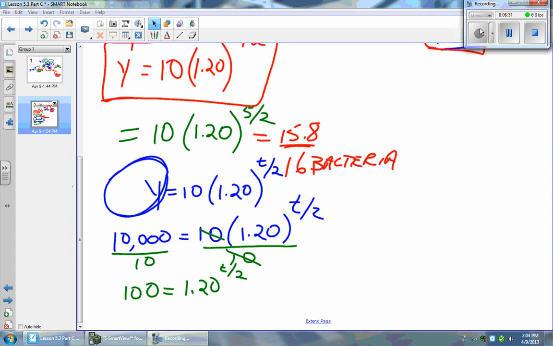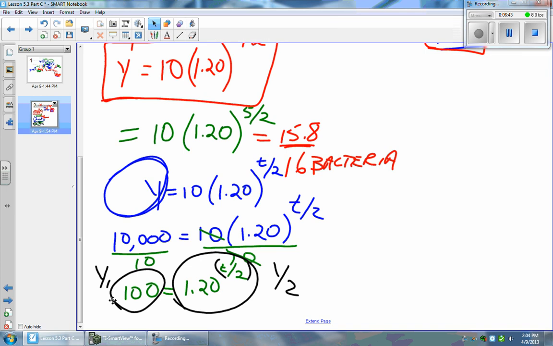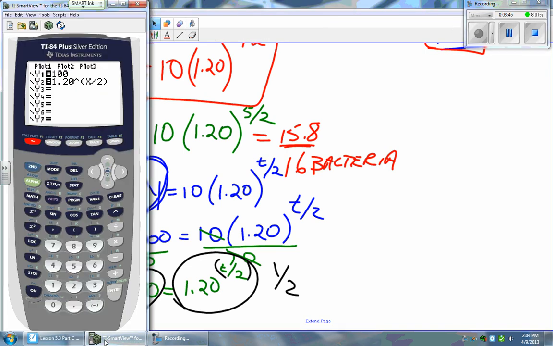So the best way to solve this is put this in your calculator. Put this here as y1, put this here as y2. The important thing is make sure this is in brackets. So I did that already. Check this out. Here's my calculator. There's my 100, which I've got right here. There's my exponential function, right? From x over 2, and notice how I put it in brackets here. It's very important that you put it in brackets. Then I'm going to hit graph.